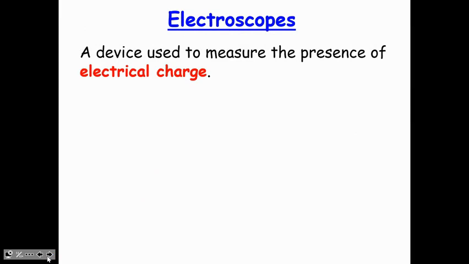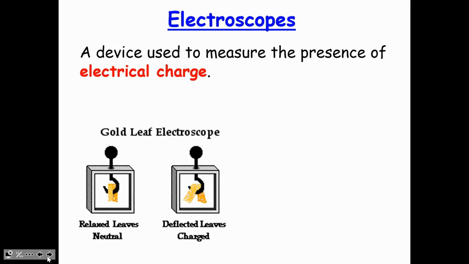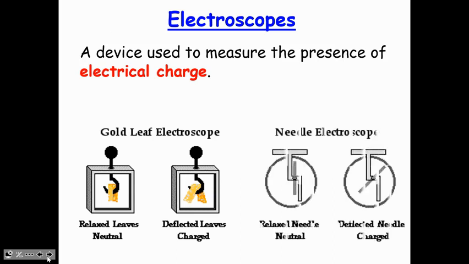A way that we're going to measure electrical charge in our labs is a device called an electroscope. Electroscopes simply measure the presence of charge. They don't actually tell you if the charge is positive or negative, just that it's there. The type of electroscope that we'll be using in lab is called a gold leaf electroscope, very fancy. And the other type is called a needle nose electroscope, or a needle electroscope.